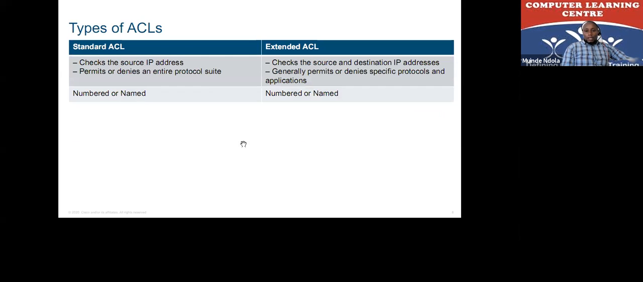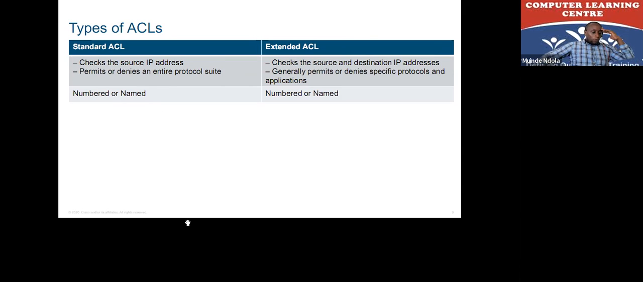Now, the types of access lists that we have are two. We have the standard access list, then we have the extended access list. With the standard access list, it filters based on the source. It only permits or denies the traffic based on the source. It doesn't care where you're going. The only thing it checks on the IP packet is the source of the traffic, or where the traffic is being generated from.